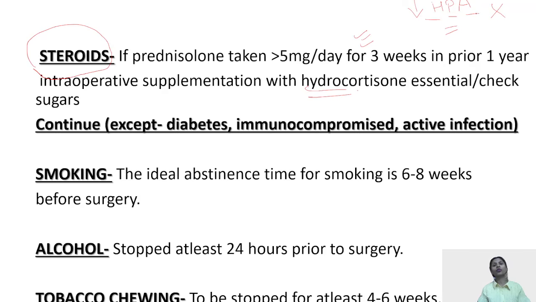Thus, hydrocortisone supplementation is very important in the patients who have been taking steroids. That is, prednisolone is being taken in those patients, hydrocortisone has to be given. Exceptions, again very important: diabetes, immunocompromised, or the patients who are suffering from any active infection.